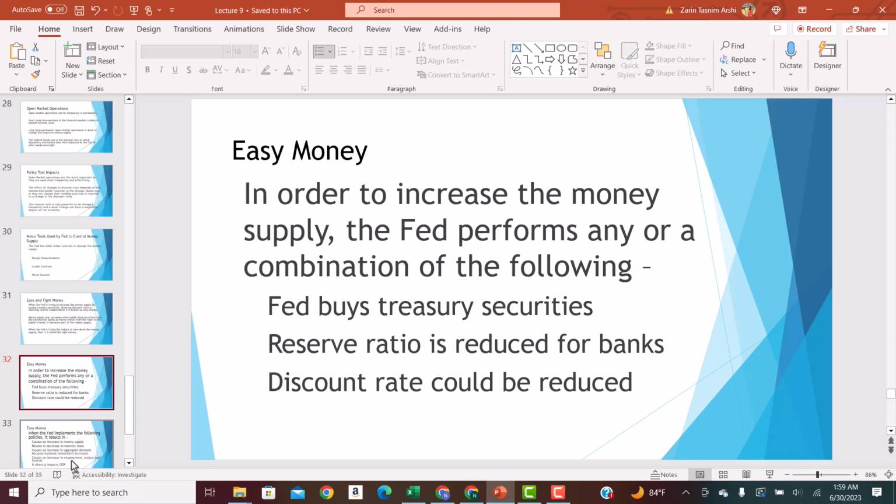Okay, so in order to increase the money supply, the Fed will perform any or a combination of the following. They will buy securities. If they buy securities, they make payments to the people. People will have more money and they'll spend in the economy. So that's one way they can increase the money supply. Under an easy money policy, they will also reduce the required reserve ratio, so banks will keep lower reserves and give out more loans to businesses and individuals. So the money supply will go up. Or they can lower their discount rate, which means banks will take more loans from the Fed and the money supply will go up.